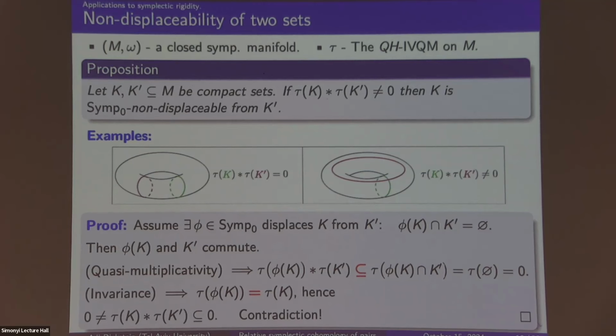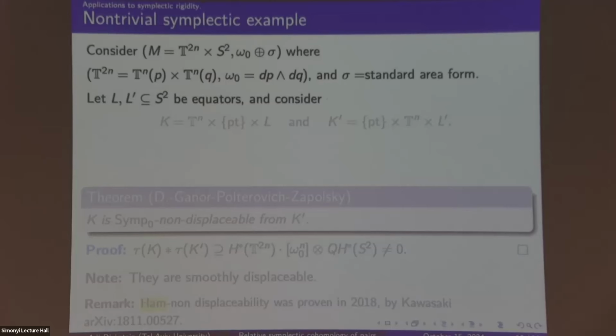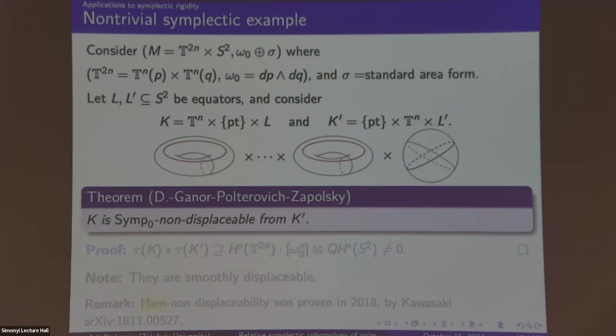Now we can use it and get new results. For instance, on the 2n torus times S2 with a standard symplectic form, we take two equators of the sphere and define K and K prime to be a Lagrangian torus times an equator. For instance, the purple one and the red one. And what we proved is that we cannot displace, using Hamiltonian isotopies, the one from the other.